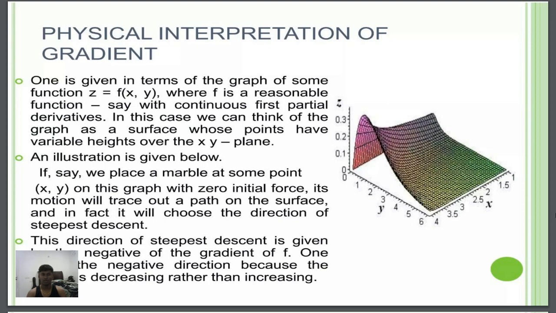If, say, we place a marble at some point x, y on this graph with zero initial force, its motion will trace out a path on the surface and it will choose the direction of the steepest descent. This direction of steepest descent is given by the negative of the gradient of f. One takes the negative direction because the height is decreasing rather than increasing.